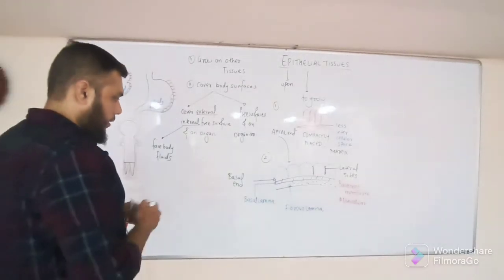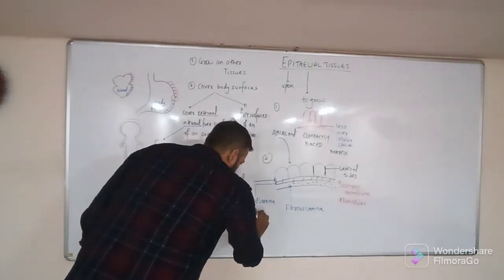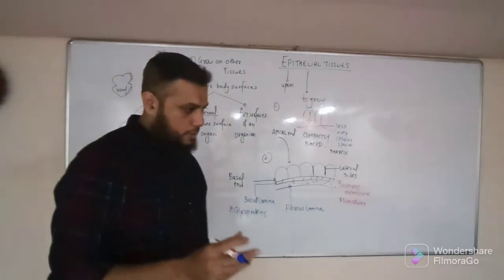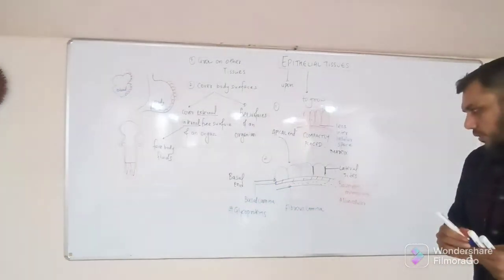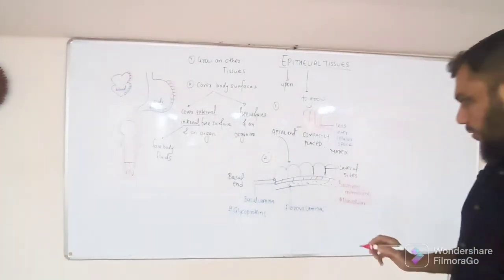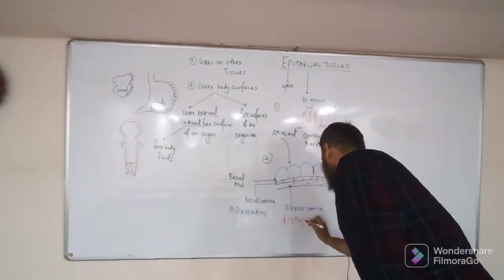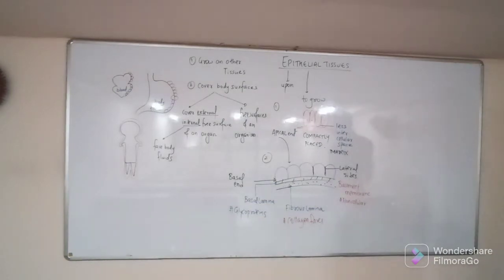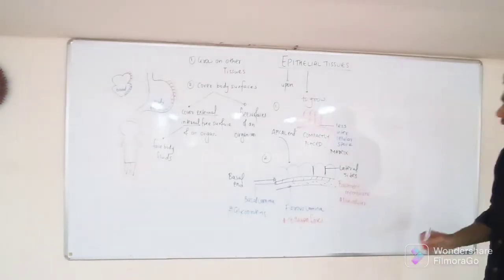The basal lamina is made up of glycoproteins, that is, proteins along with carbohydrates are called glycoproteins, and the fibrous lamina is made up of chemicals like hyaluronic acid, collagen fibers, etc. So this is the composition of the basal lamina and the fibrous lamina.